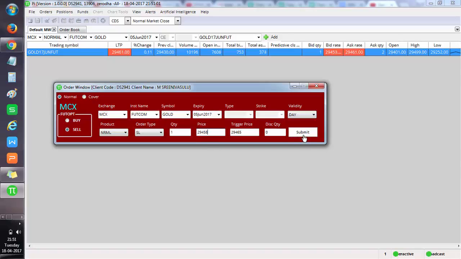What this will do is, once the trigger price of 29,465 is reached, a limit sell order will be sent at 29,458. That's what the order will do, and it will ensure that the order gets triggered only in this particular range. So this is a brief explanation of SL and SLM order types.